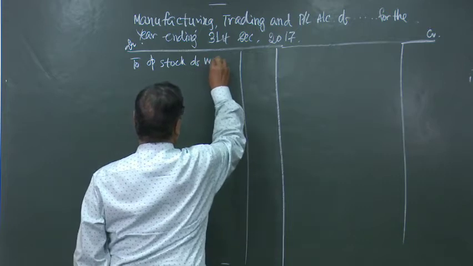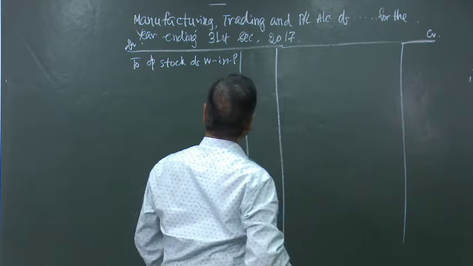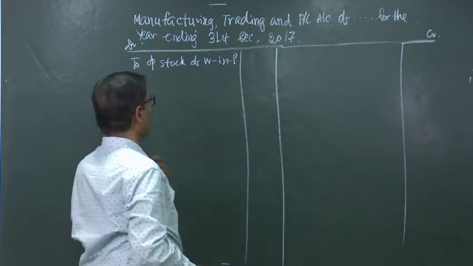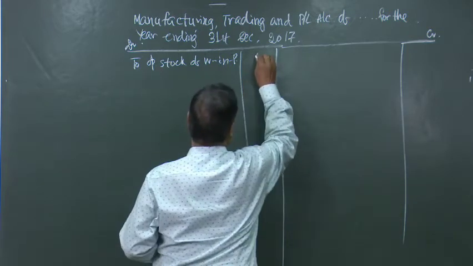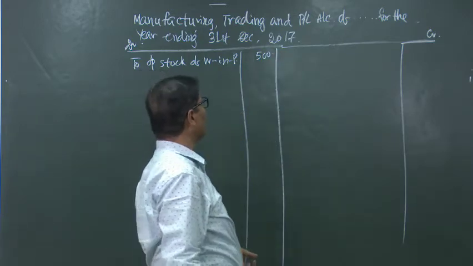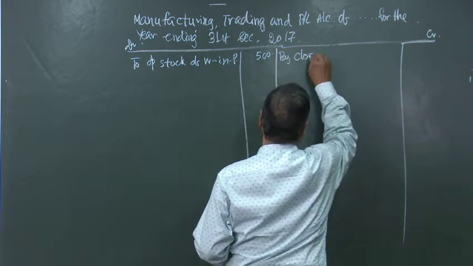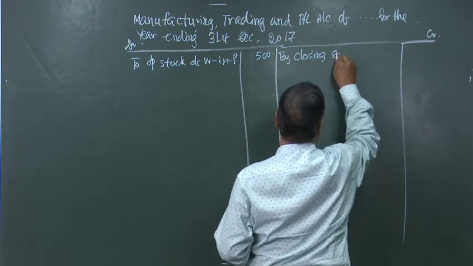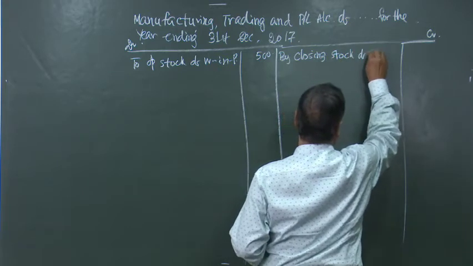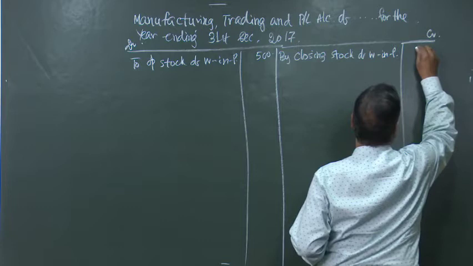of work in progress. Opening stock of work in progress, suppose, is 500, and the first item in the credit side of the manufacturing account will be by closing stock of work in progress. Suppose 1000.